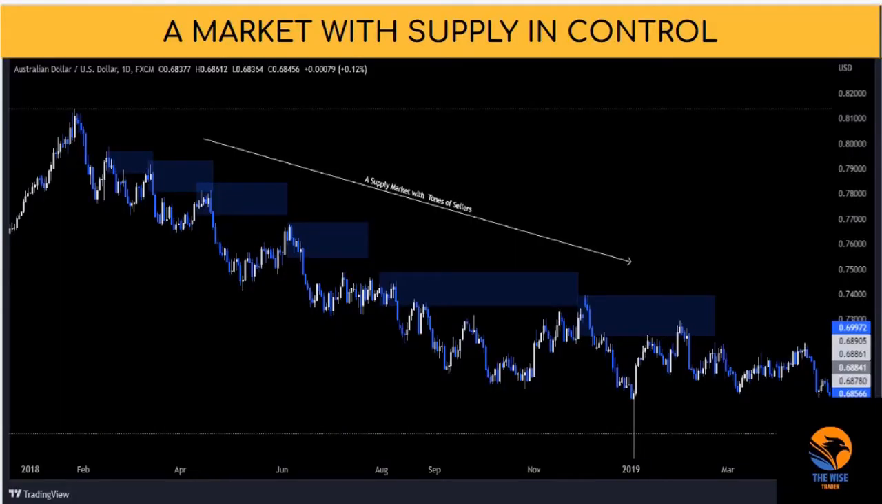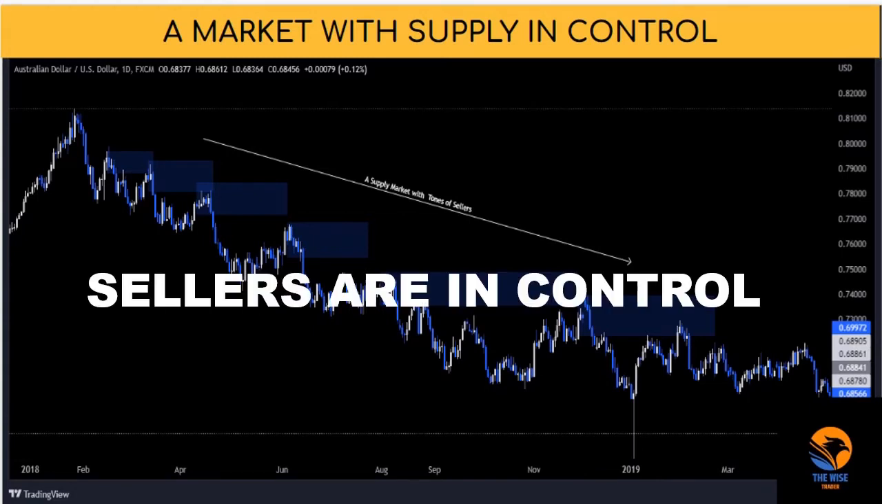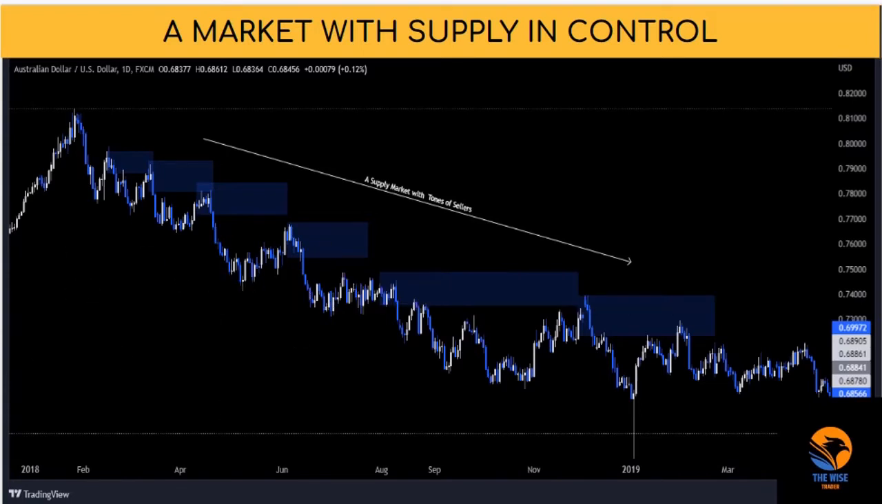A market with supply in control looks like this. You see a downtrend, you see bearishness, you see movement down, you see sellers selling this currency. So this is what a market with supply in control looks like. I'll later show you where to find the supply in the chart, but let's just go over this theory.